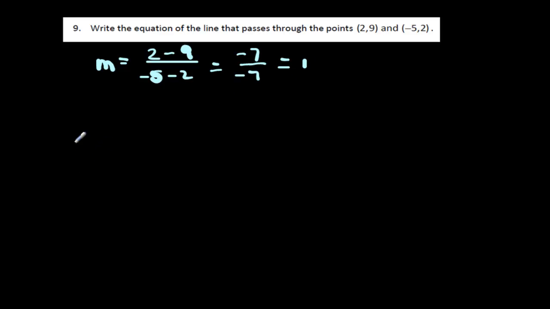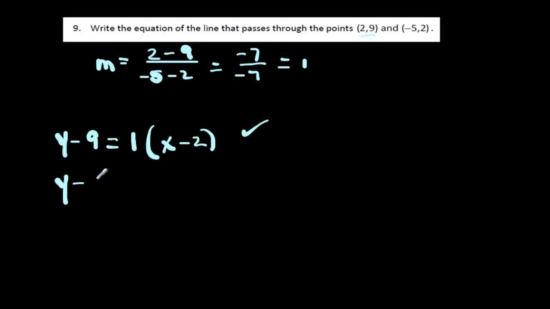So let's just write this in point slope. So we could have 2 separate answers. So y minus y1, I'm using the first point here, equals the slope 1 times x minus x1. That's a good answer. That's a correct answer. Use the other point now to get a different answer if you'd like. Y minus y1, which is 2, equals 1, the slope, times x minus negative 5. You get x plus 5. And there's your answer. Either answer is correct.